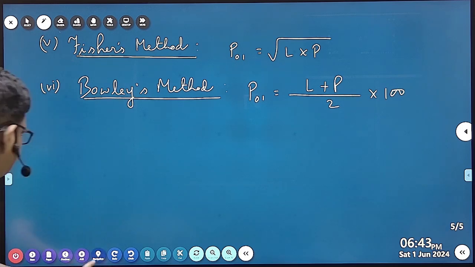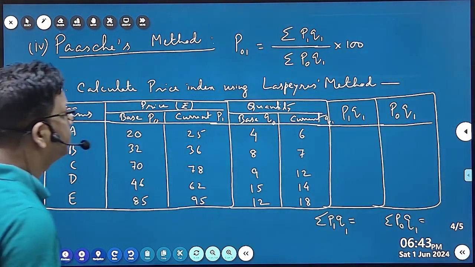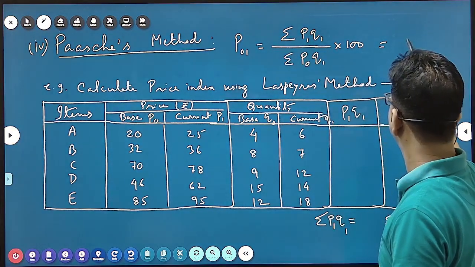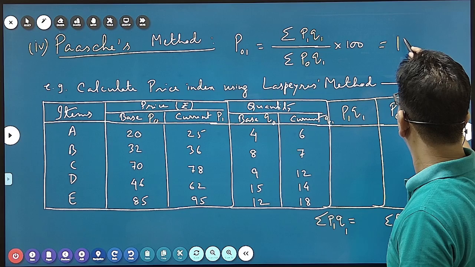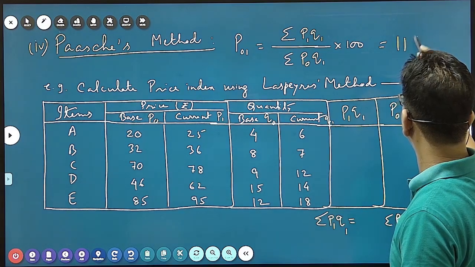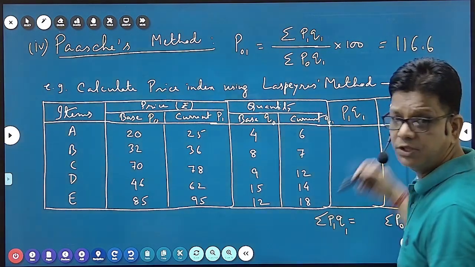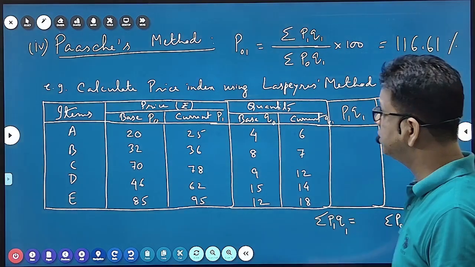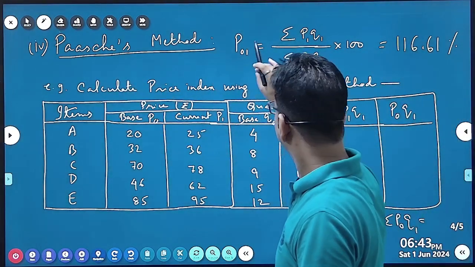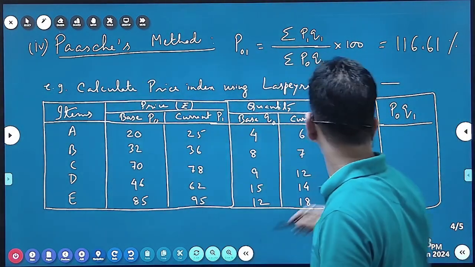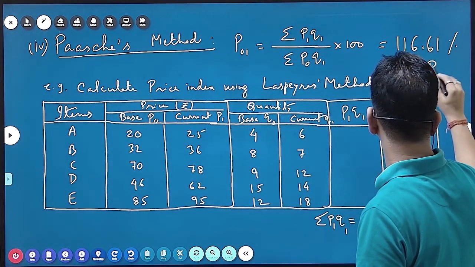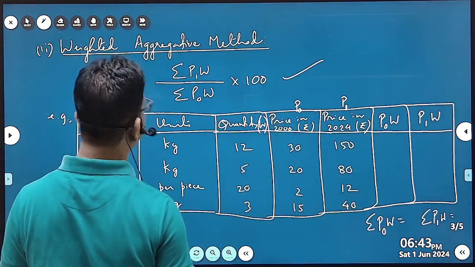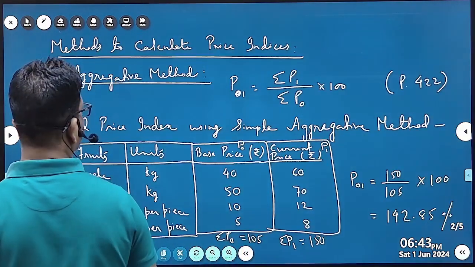So these two methods, okay. Did you get the answer? All right. So what is the answer of this second method which you have just completed? 116.61%. Okay. Now listen to this. This is the price index according to Paasche's method. So this one we need to take as P.